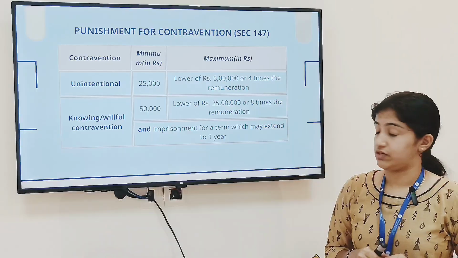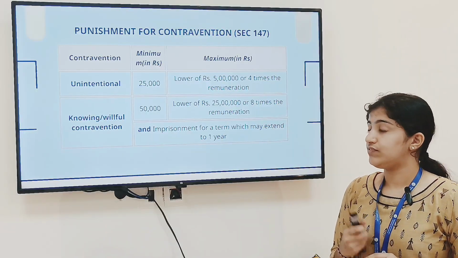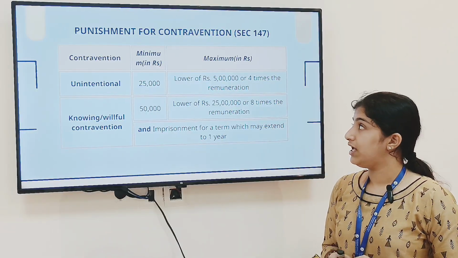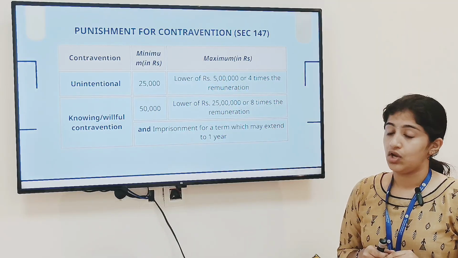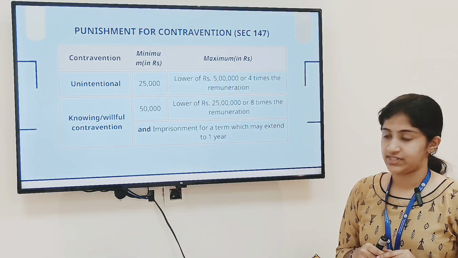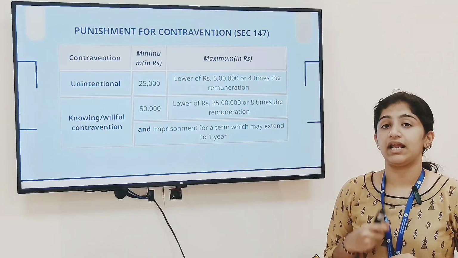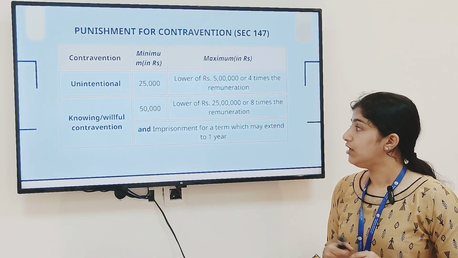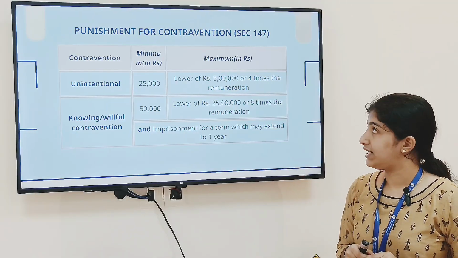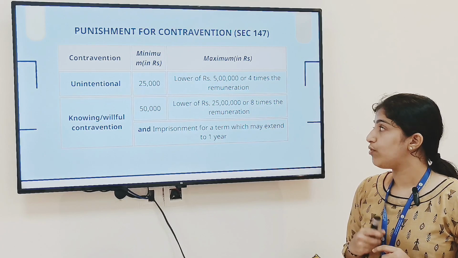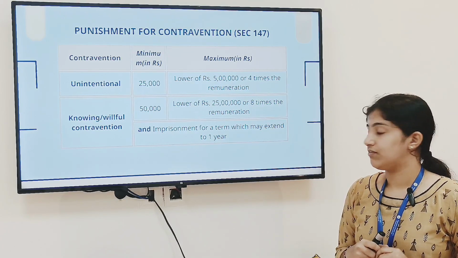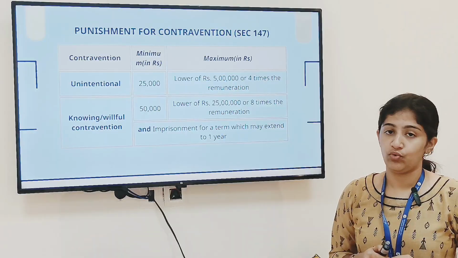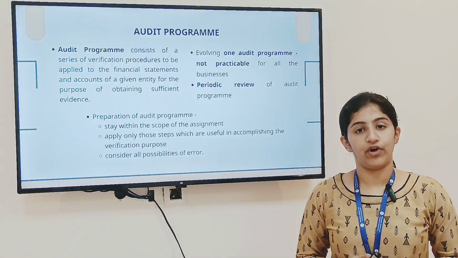Next, punishment for contravention, section 147. If the contravention is unintentional, then the minimum fine of rupees 25,000, maximum of lower of rupees 5 lakhs or 4 times the remuneration. If the contravention is knowing or intentional, 50,000 is a minimum penalty which may extend up to lower of rupees 25 lakhs or 8 times the remuneration, and imprisonment for a term which may extend up to 1 year.